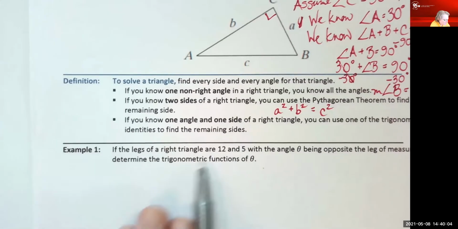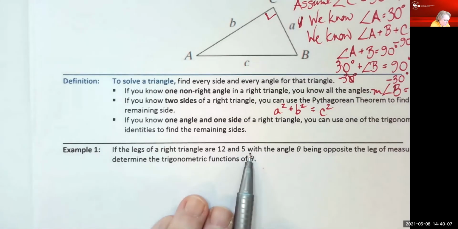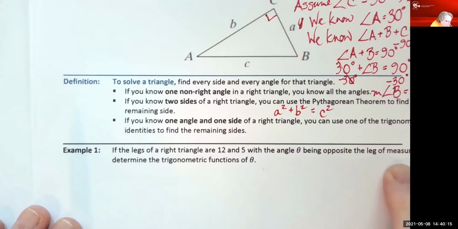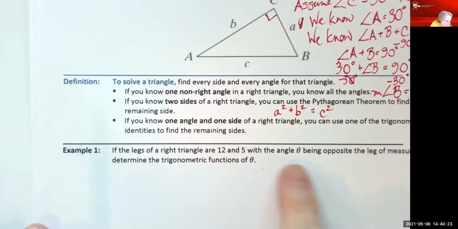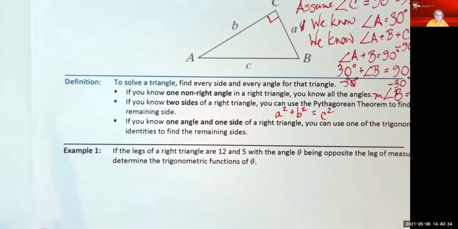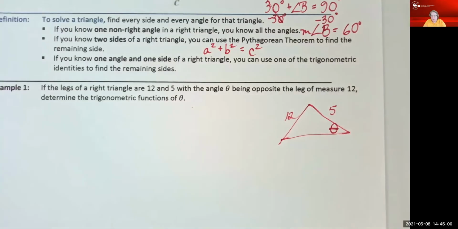What if we know that the legs on a right triangle are 12 and 5, and the angle opposite the leg of measure 12, oh, I see, I'm not reading well. Okay, so we want to find all of the information for that triangle if we know. I cheated, I read the problem correctly.